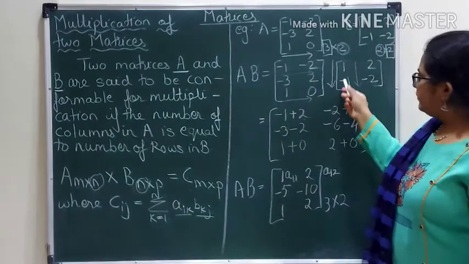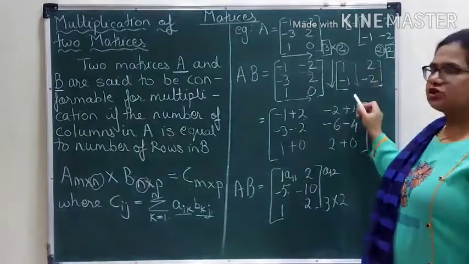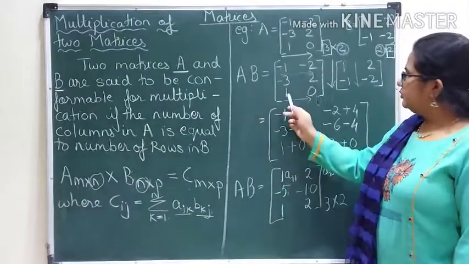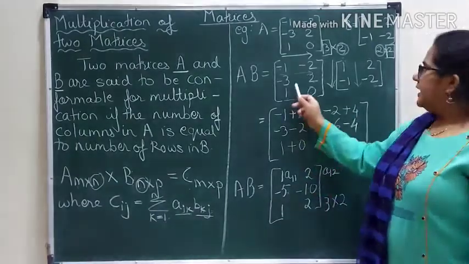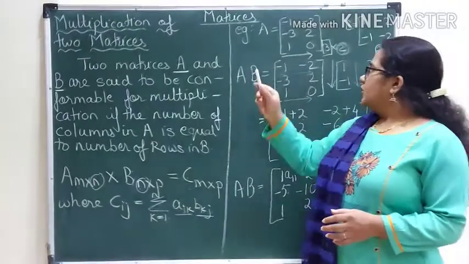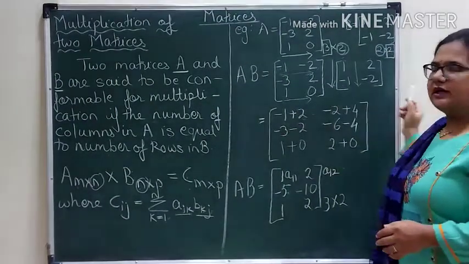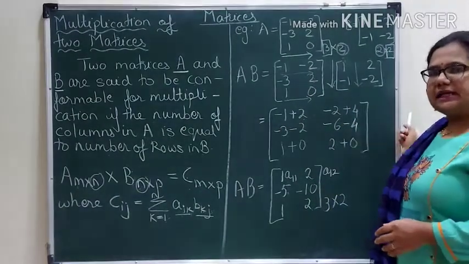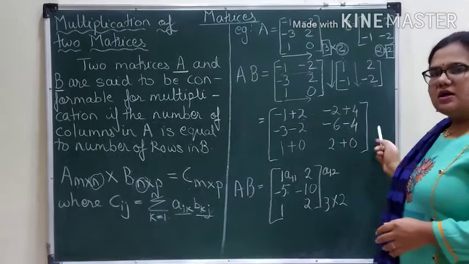Then next, second row, first column means which element? A21. Then second row, second column means the A22 element. Then you move to the third row. Third row, first column gives you A31, and third row, second column gives you A32. So take one row, multiply with all the columns, you will get the first row elements. Take the second row, multiply with the columns, you will get the second row. Take the third row, multiply with the columns, you will get the third row.